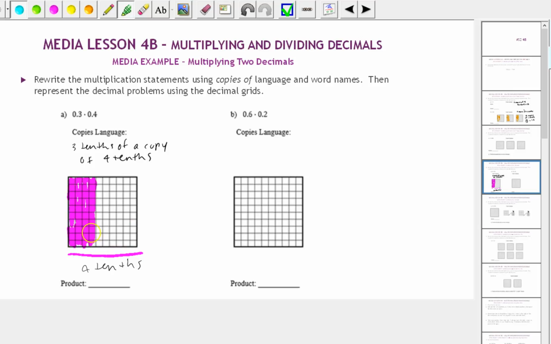Undo. Okay, I went back and redid this. So now 3 tenths this way. So we have 4 tenths. Here we have 3 tenths. Actually, the 3 tenths would be out of this total. We took 3. And then the overlap is the product. So this is 3 tenths of a copy of 4 tenths, which gives us 12 hundredths.